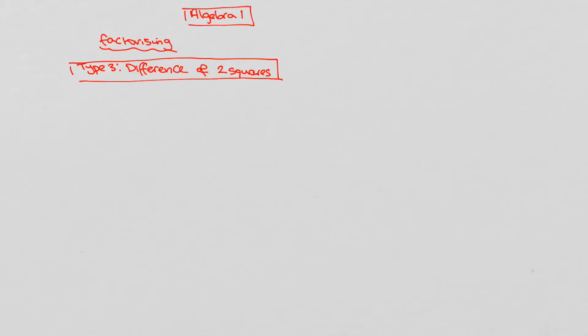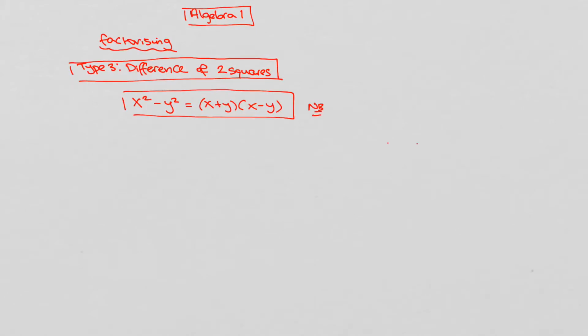So we're going to start with type 3 here, which is difference of two squares. Our rule for difference of two squares is if we have something squared minus something squared, hence the term difference of two squares, then when we factorise, what we get is x plus y times x minus y. Now we need to put a big fat NB next to this because this is not in our maths tables. So we need to learn this one off by heart.